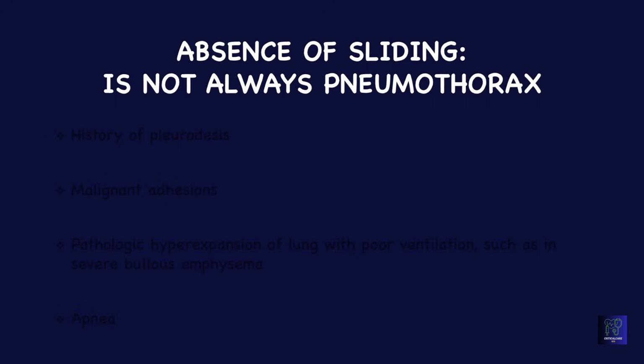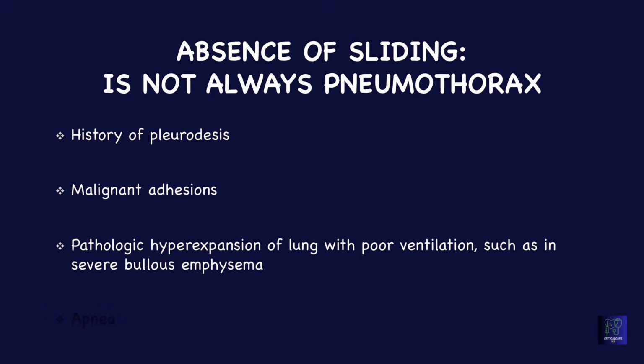While absence of lung sliding can be a feature of pneumothorax because the parietal and visceral pleura are separated from each other in pneumothorax, there are some other conditions as well that can be associated with absence of lung sliding. For example, when there is a history of pleurodesis, when there are malignant adhesions between parietal and visceral pleura, when there is a large bulla where there is not much ventilation going on, there's not going to be much sliding. And apnea. For example, let's say a patient got intubated and the ET tube is too deep and is placed in the right mainstem bronchus.